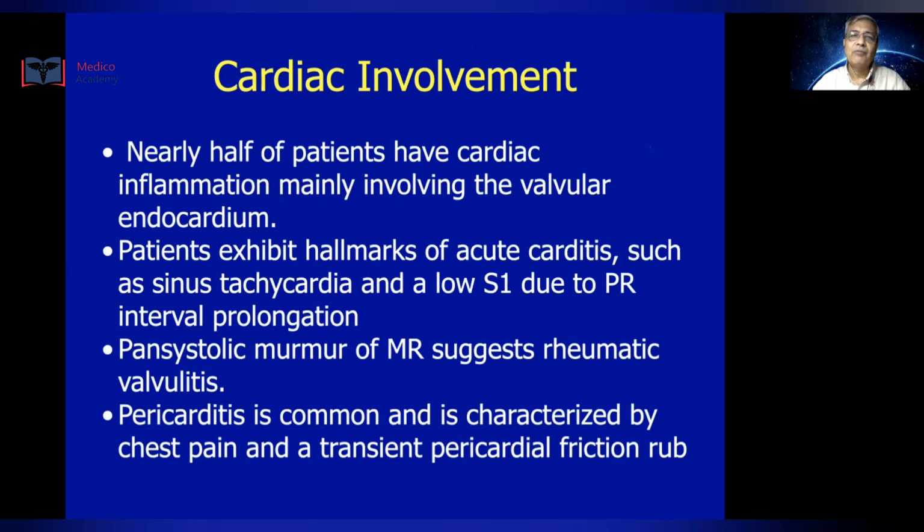Nearly half the patients who have rheumatic fever have a cardiac involvement, and this cardiac involvement is mainly of the valvular endocardium. Patients exhibit hallmarks of acute carditis such as sinus tachycardia and a soft S1 sound due to a prolongation of the PR interval. A pansystolic murmur of mitral regurgitation suggests rheumatic valvulitis. Pericarditis is also common, and it is characterized by the patient complaining of chest pain, and you may hear a transient pericardial frictional rub on auscultation.